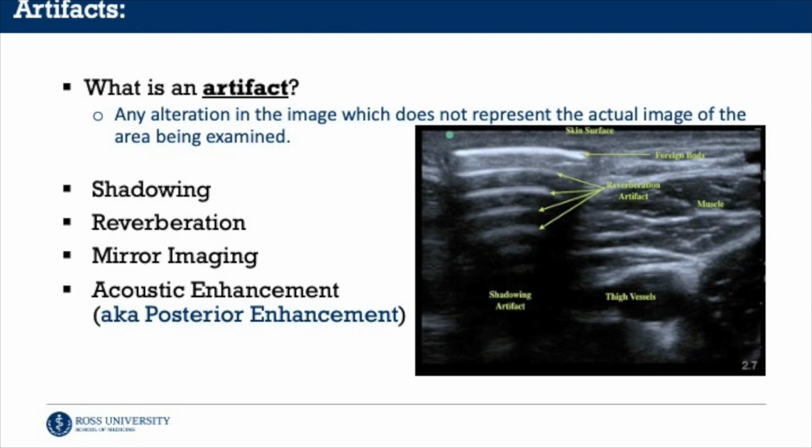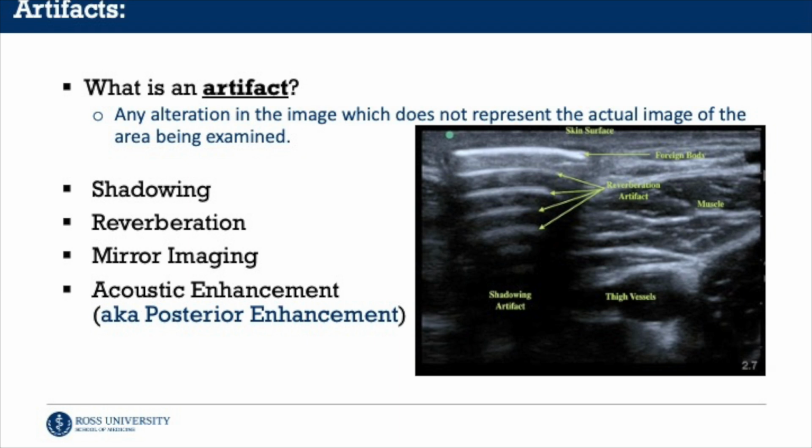Now, I just briefly used the word artifact, but we haven't talked about exactly what artifacts are yet. So, what is an artifact? It is any alteration in the image which does not represent the actual image of the area being examined. And there's multiple types. There's shadowing, which we discussed, reverberation, which appears as a series of equally spaced lines, as you can see on this image here.